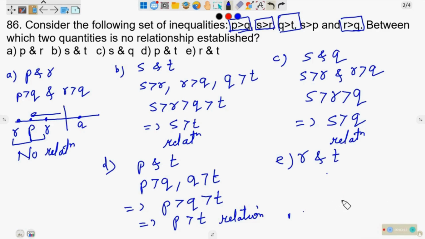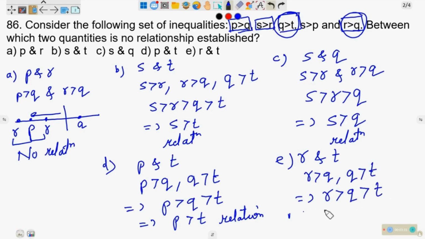So for R and T, we will be taking two possibilities again. First, R is greater than Q, this one, and Q is greater than T, this one. R is greater than Q and Q is greater than T, which directly implies that R is greater than Q which is greater than T, and that means R is greater than T. So yes, there is a relation.